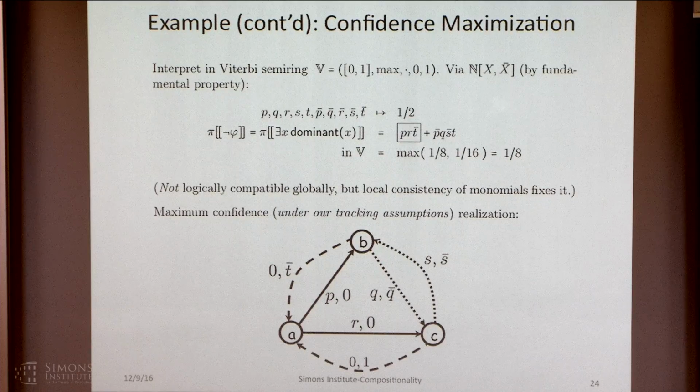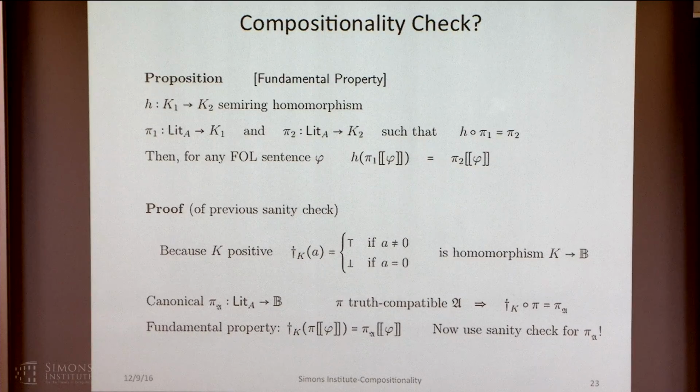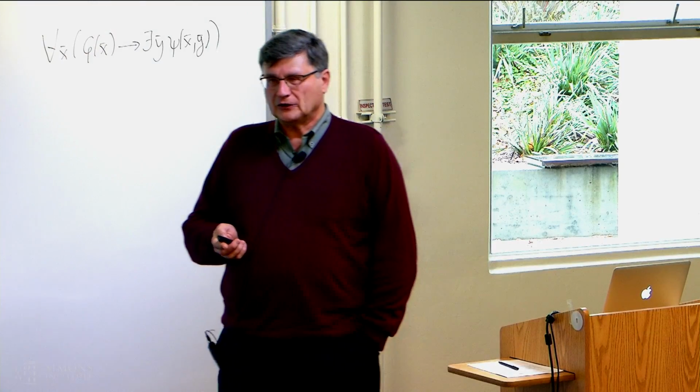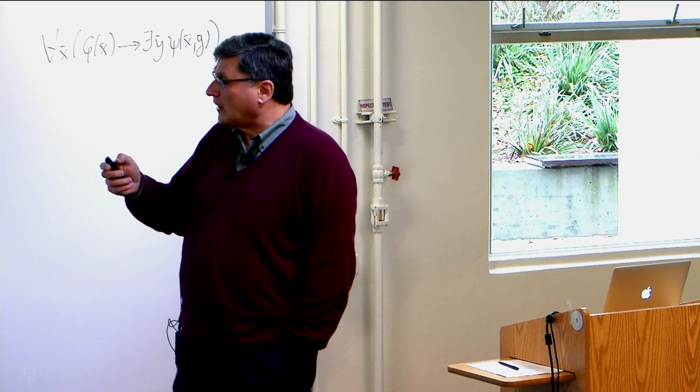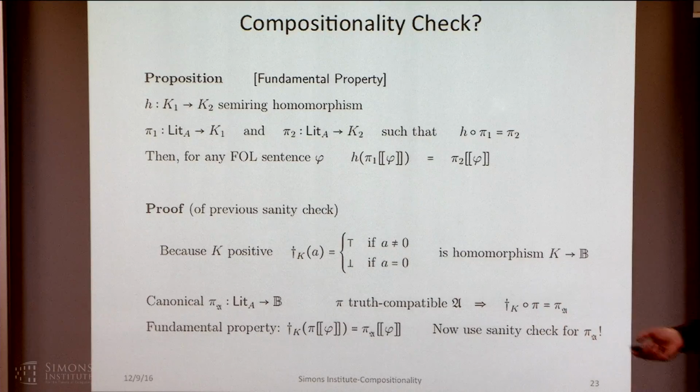So the Boolean semiring is the terminal. It's like your baseline truth. Yes, it's the terminal object in the category of positive semirings. That in itself, I don't know how to use, but the homomorphism that takes me there, I use.